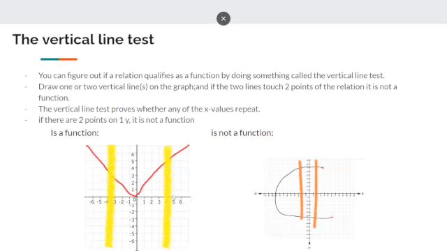The vertical line test. You can figure out if a relation qualifies as a function by doing something called the vertical line test. You can draw one or two vertical lines on the graph, and if the lines touch two points, it is not a function. The vertical line proves whether any of the x values repeat. For example, this one is a function because these two lines drawn don't intersect again. But if you see this, the lines drawn repeat on these two points, and these two points.